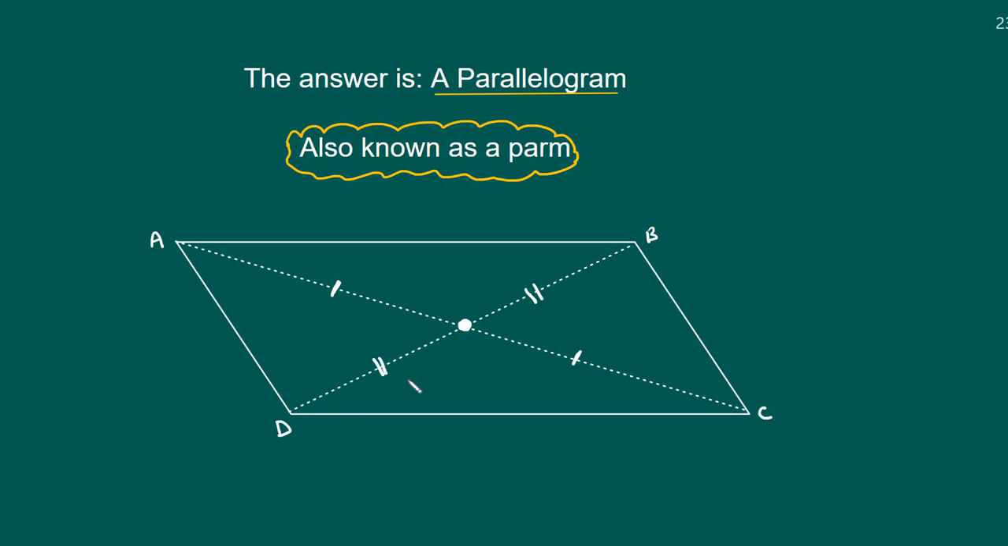Great. And then what other properties do we have? By the way, knowing the property will also allow you to prove the type of quadrilateral. Because if I say, prove that this quadrilateral is a parallelogram, you'd just have to prove that the diagonals bisect each other. Then you have proved that it's a parallelogram.